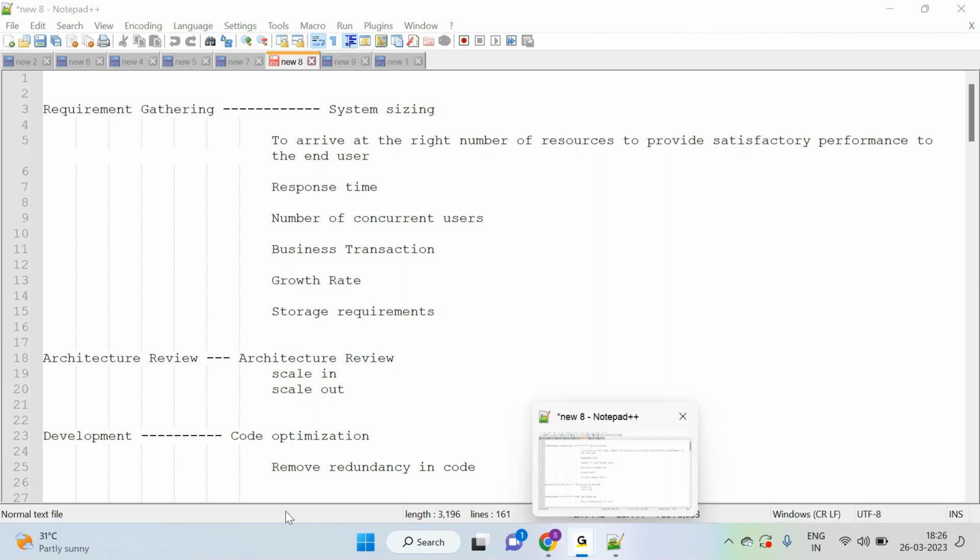So even in one another situation, what happened? It's a banking application. What happened, that application was written in VB.NET.